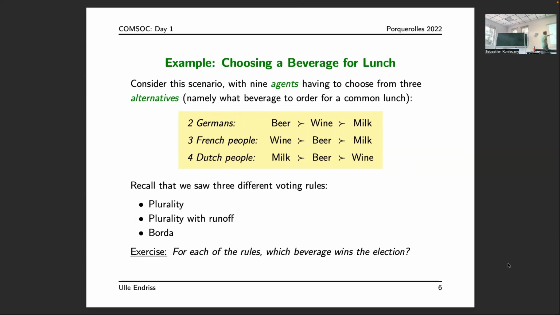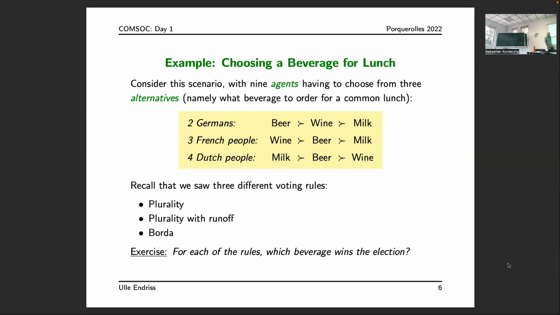You all know about the Germans. I guess you heard about them. So they would like beer if possible. Next best would be wine, and milk would be weird. Some of you may also be familiar with the French preferences, so they would think wine is a better choice than beer. And again, they would think milk is a weird choice.